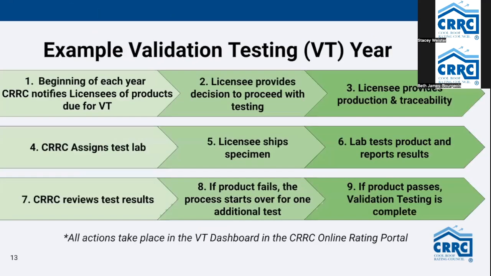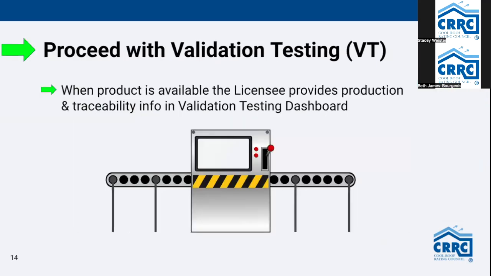Here is an example of what the VT year looks like when the licensee chooses to proceed with testing. All of these actions will take place in the VT dashboard in the portal. Over the next few slides, I will go into these procedures in more detail. After the licensee submits the decision to proceed with testing, the licensee must provide the production and traceability information in the VT dashboard, but should only submit the information when the product is available and ready to be shipped to the lab.